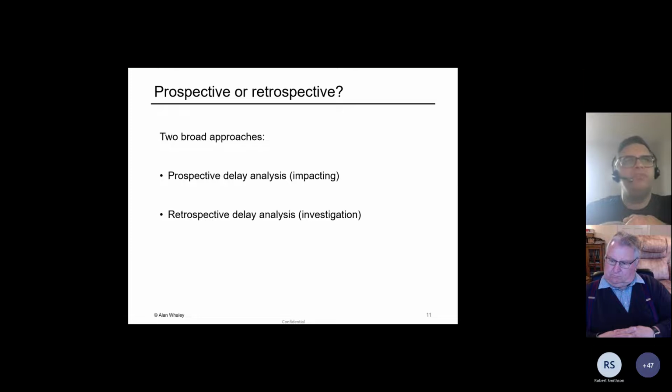So basically, retrospective delay analysis in principle shouldn't involve any sort of program manipulation or impacted programs because by definition you should actually know what happened, so all of that's unnecessary. So they're the two philosophies, I suppose, and this is really overarching all of the theories that we're discussing today.